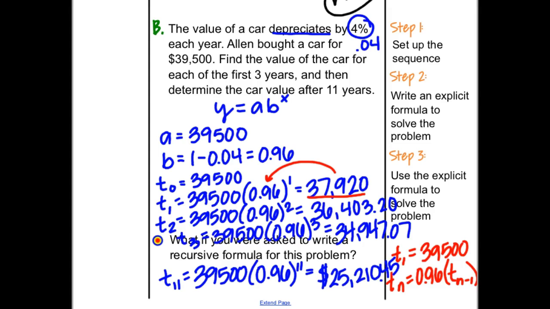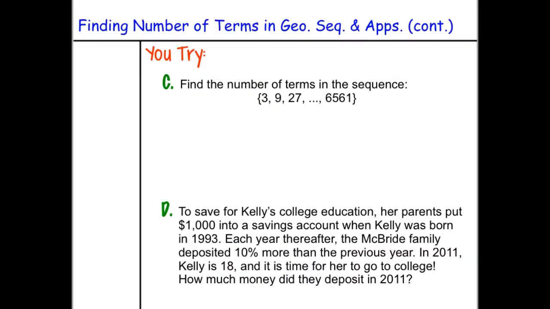Okay, so that's what we're doing today. A little bit of word problems, a little bit of finding the number of terms. And so here are your 2 problems. The first one, finding the number of terms in this sequence. And then to save for Kelly's college education, her parents put $1,000 into a savings account when she was born in 1993. And then every year thereafter, the McBride family deposited 10% more than the previous year. In 2011, it's time to go to college. How much money did they deposit in 2011? Not how much money is in the account, but just how much money did they deposit. And as always, bring your questions with you to class.